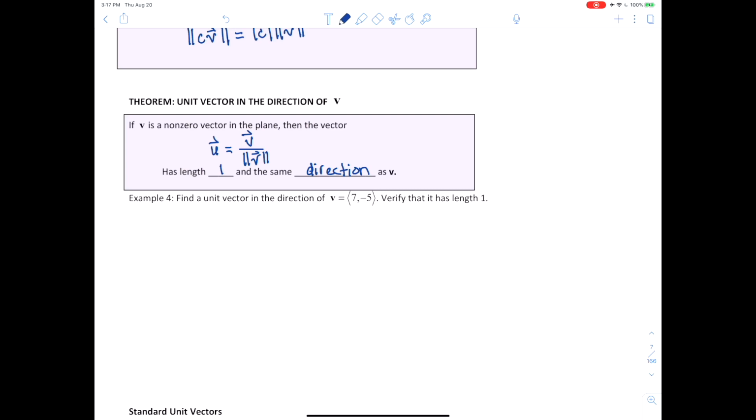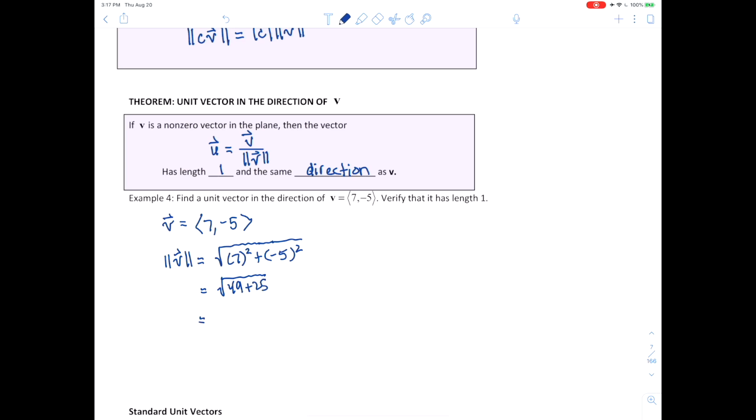Well, V is equal to (7, negative 5), right? And so the magnitude of V, remember, is beautiful. The square root of 7 squared plus negative 5 squared. Well, that's going to equal the square root of, what is it, 49 plus 25, which is equal to, what is that, root 74?